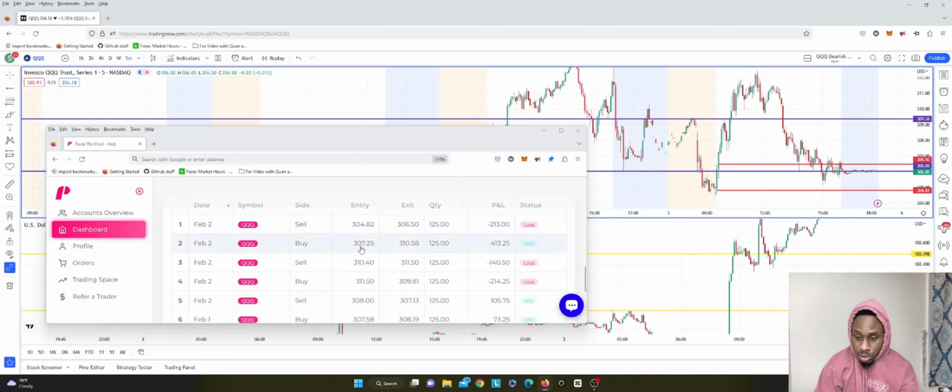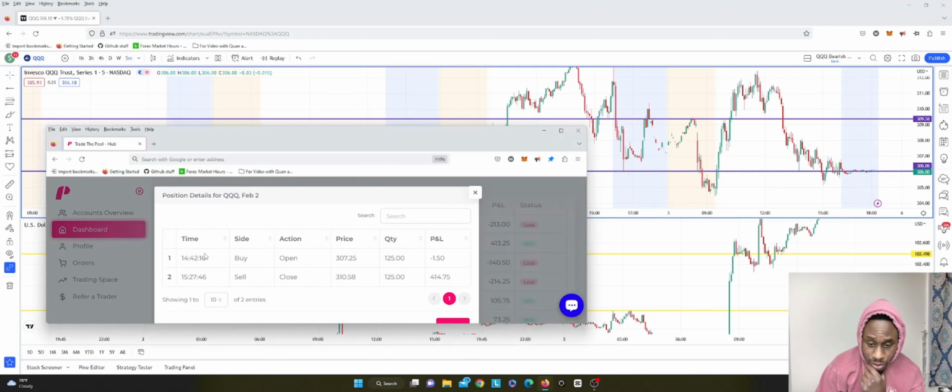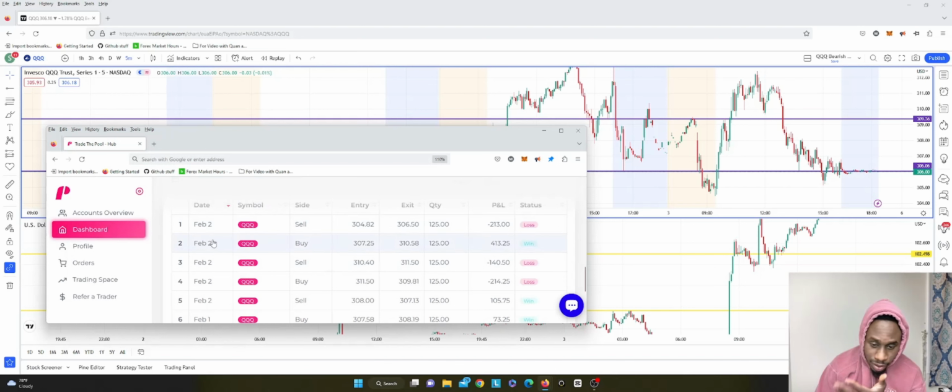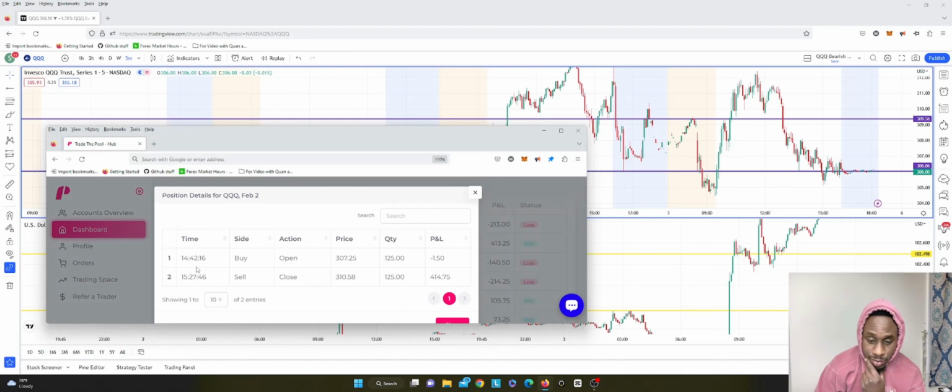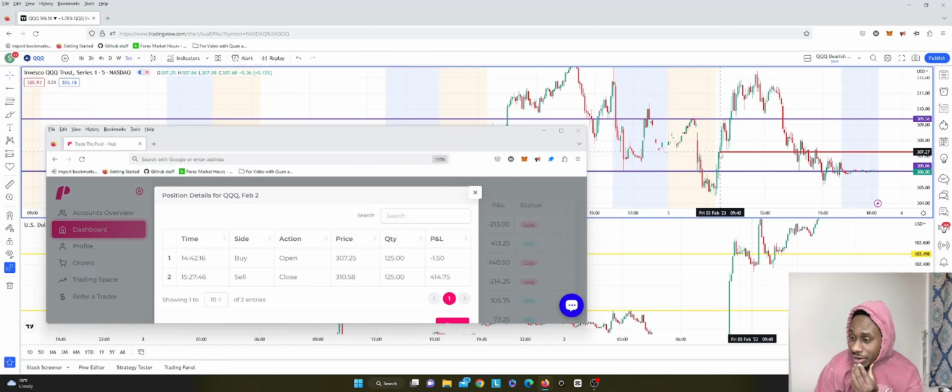The next trade was 307 to 310. Let's see what time that was. That was at 9:40. Remember with the platform, I don't know why they can't just fix this, but this is today's date, and then the time is you -5, and you see the time I entered the trade, right? So you -5 from this, and you get 9:40. So on the 9:40 candle, I entered to the upside at 307.25.